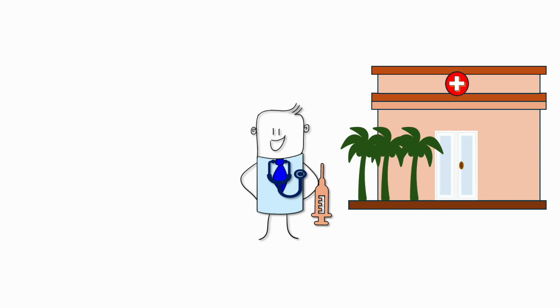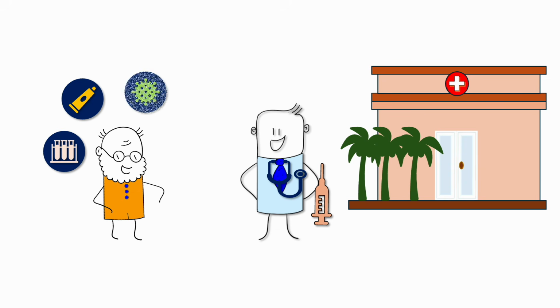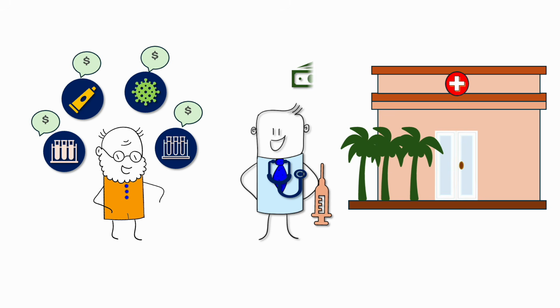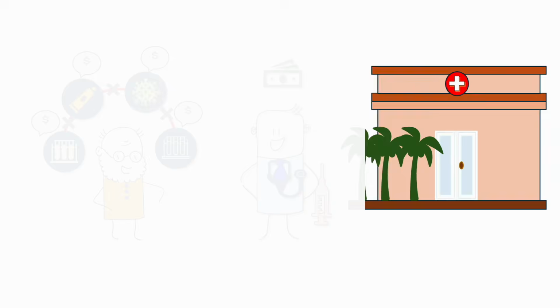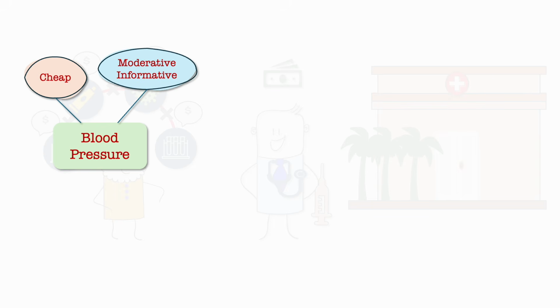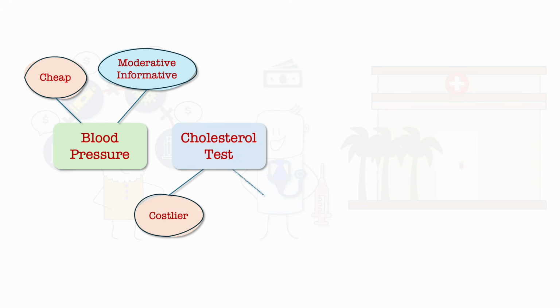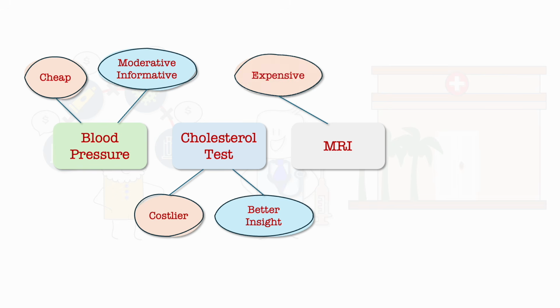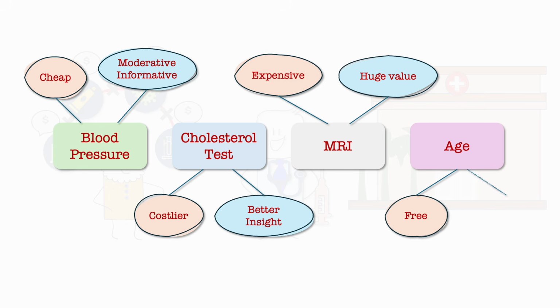Now let's move into healthcare. Imagine you're a doctor in a busy hospital. A patient comes in and you want to run diagnostic tests, but you face three challenges. Each test costs money. The hospital has a budget limit, and not all tests provide equal information. For instance, a blood pressure check is cheap and moderately informative. A cholesterol test is costlier but gives better insight. An MRI scan is extremely expensive but provides huge diagnostic value. And something like recording age is free, but the information it gives is limited. Your task is to decide which combination of tests give you the best possible diagnosis within your budget.